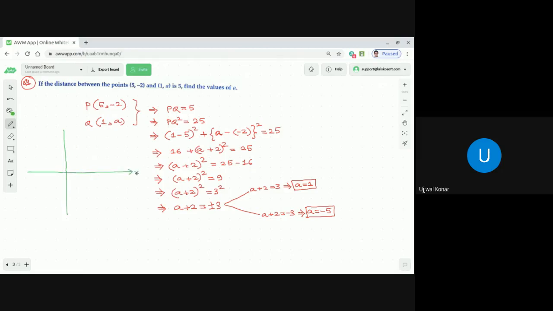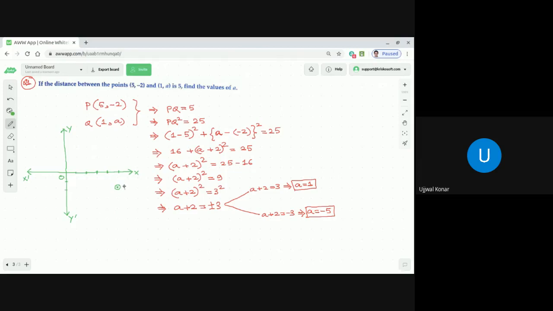So this is the x coordinate, x axis, this is y axis, this is x dash, this is y dash, this is origin. So what is the point 5 comma minus 2, dear student? It will be somewhere here. So suppose this is 1, this is 2, this is 3, this is 4, this is 5, and this is minus 1, this is minus 2. So 5 comma minus 2 will be a point here.